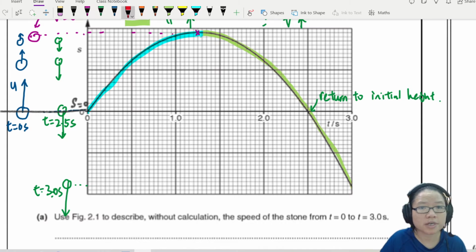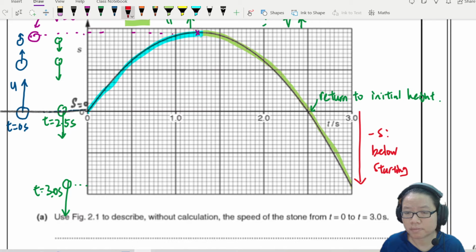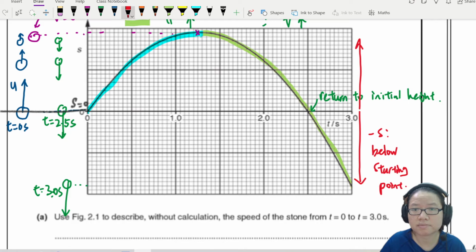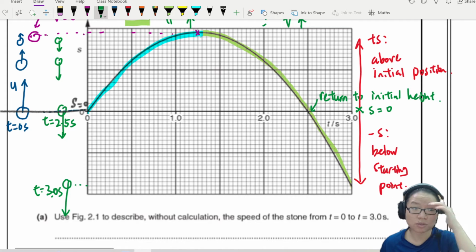So this portion, from here to here, I'm just going to write negative s, which means it's below the starting point. From here onwards, positive s, above the initial position, the starting point. And at this point is where we return to the original height. There's a lot of information, but let's see what the question wants from us.